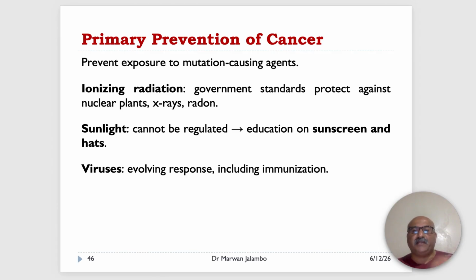Primary prevention of cancer. Primary prevention of cancer means blocking exposure to the agents that cause mutation. For ionizing radiation, recognized early, we have government standards protecting us from nuclear plants, from X-rays, from radon. Sunlight is a trigger. We can't regulate the sun. So the approach is education, sunscreen, and hats.